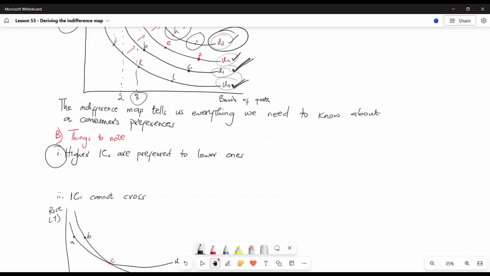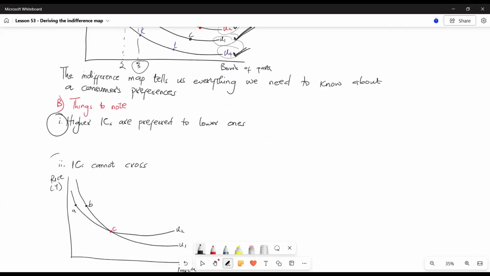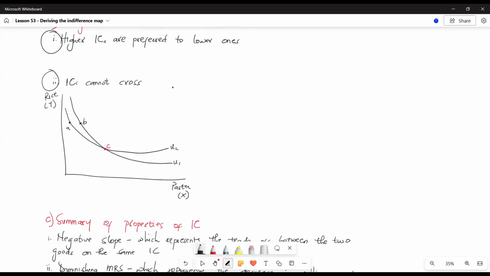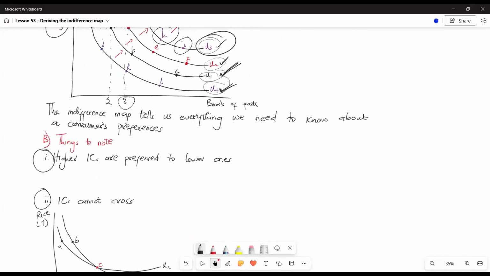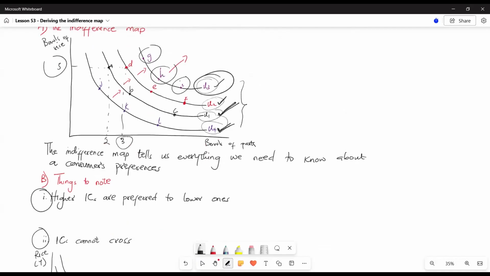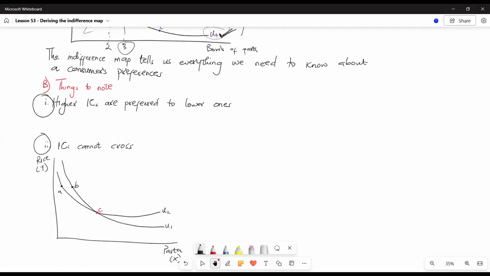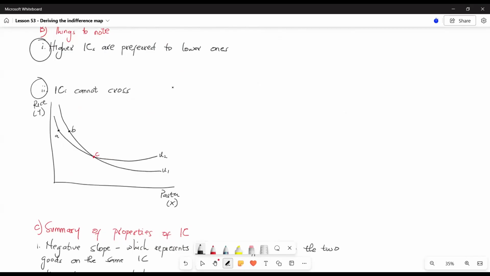The next thing to note about the indifference map is that indifference curves cannot cross. Remember that there can be an infinite number of indifference curves in the same quadrant. In this example, we have just represented 4 indifference curves, but we can have several in between and several above and several below, which is an infinite number. The interesting thing is that though there are infinite indifference curves in the same quadrant, no two indifference curves can cross as long as our assumptions about preferences hold.